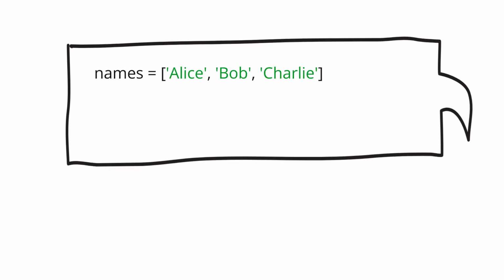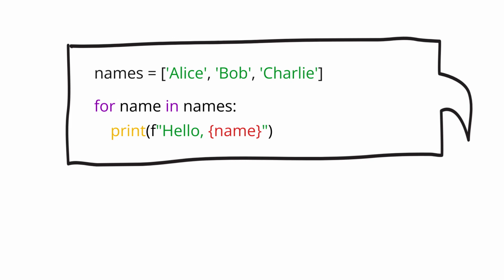Let's look at another example. This time, we'll print a message for each name in a list. We've got 3 names in this list, so we know the loop will run 3 times, 1 time for each item in the list.